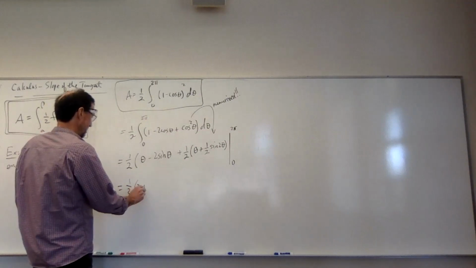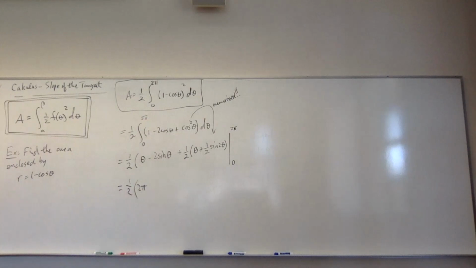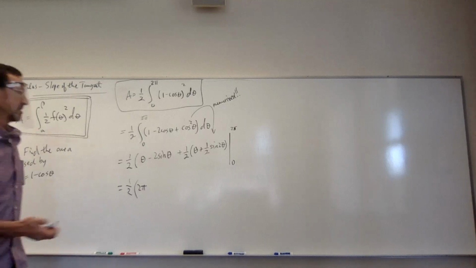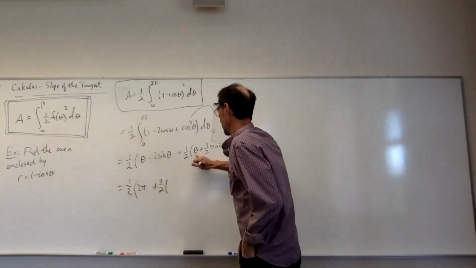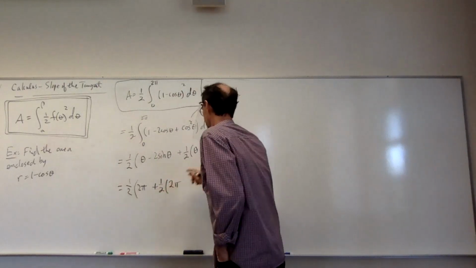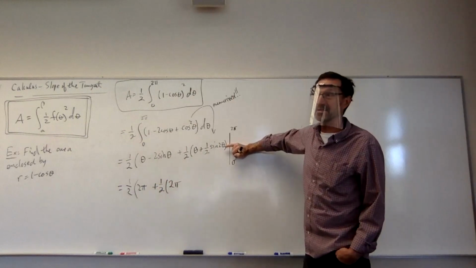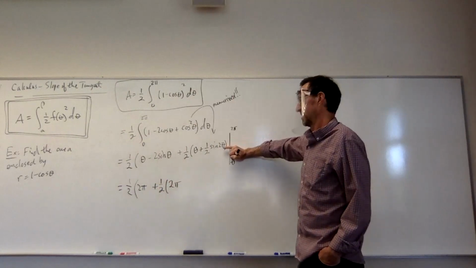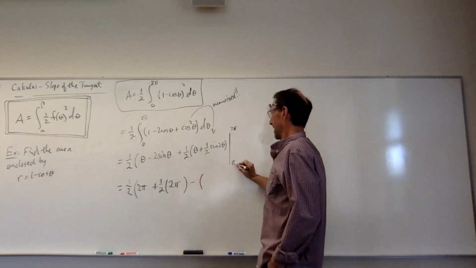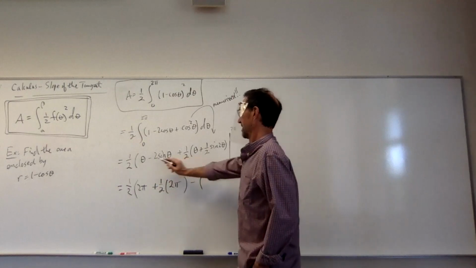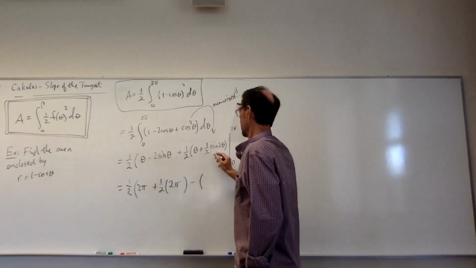So theta is 2 pi. Sine of 2 pi is 0, plus 1/2. Plug our 2 pi in right there. The sine of 4 pi is 0. See if anything happens at the bottom side. 0, 0, 0, 0.